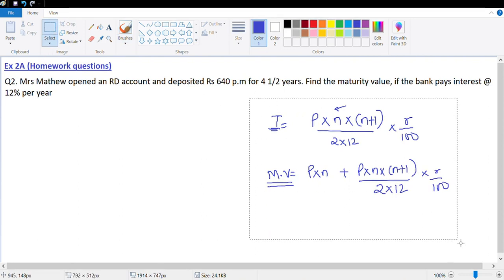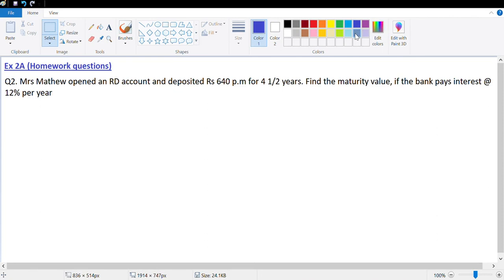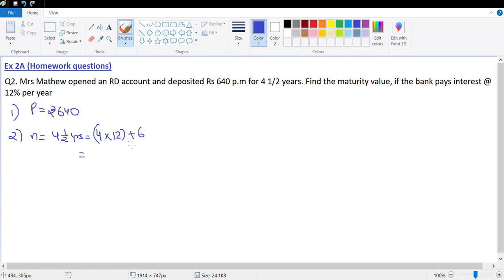Let's go ahead and solve the couple of homework questions that we had for this chapter. The first one is question number 2. Mrs. Matthew opened an RD account and deposited rupees 640 per month for 4.5 years. So principal in this case is rupees 640. N, in this case time, is 4.5 years. This is given in years, so we will have to convert it into months. So 4 years is basically 4 into 12 months, and half a year is basically 6 months. So that's 4 into 12, 48, plus 6. This is 54 months. That's the value of N.